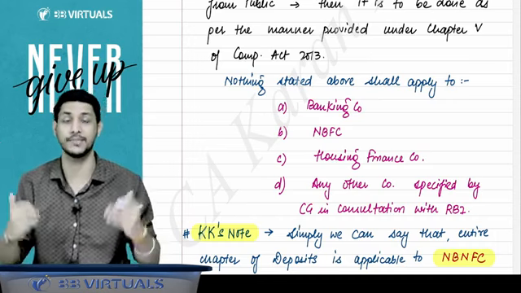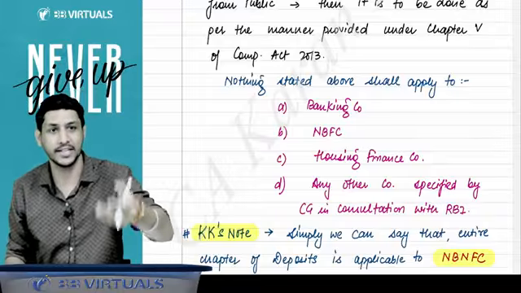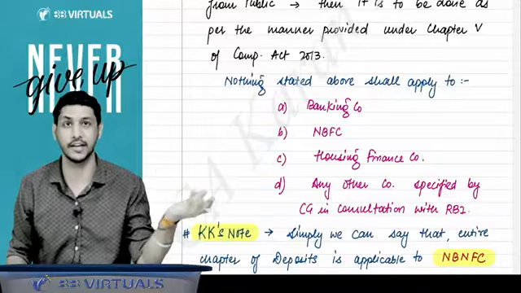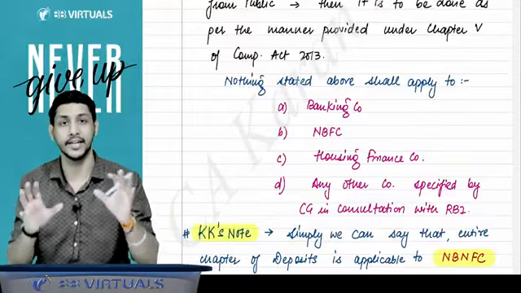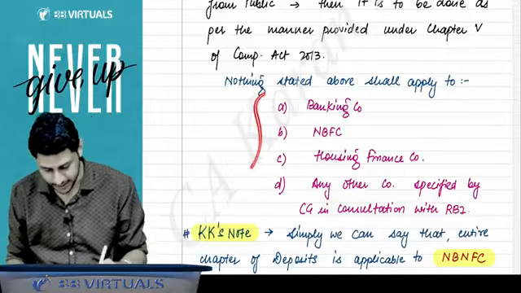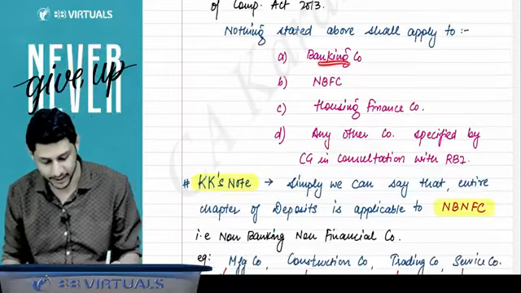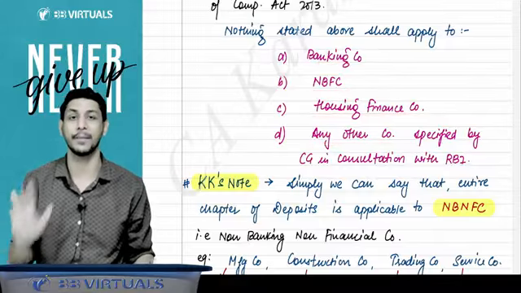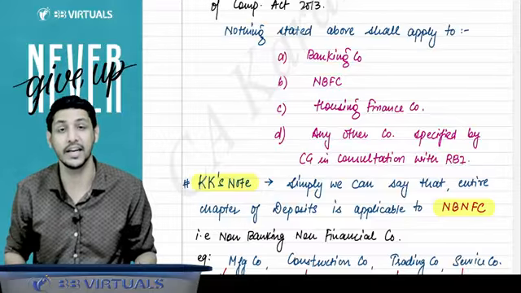SBI is also a bank. SBI is a banking company. Now, SBI is accepting deposits from the public. Whether SBI needs to fulfill the conditions which are given under this chapter? No, because it is not applicable to these companies. So provisions are not applicable to banking company, NBFC, housing finance company, or any other company which is specified by CG in consultation with the RBI.